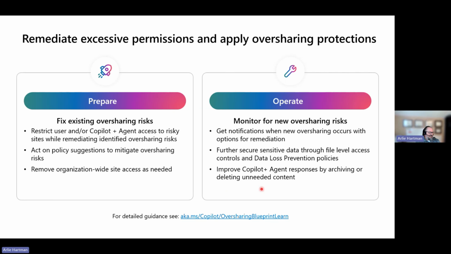So again, we're going to try to restrict the user and Copilot agent access to their risky sites. We're going to act on policy suggestions. We're going to remove org-wide access as needed. And that's the prep. Then we start rolling out Copilot, right? We get notifications when new oversharing occurs, further secure sensitive data, and improve Copilot and agent responses by archiving or deleting unneeded content. Again, leveraging SAM to look at sites that are not being accessed, or leveraging data lifecycle management and a retention schedule to get rid of older documents that are not of value anymore.